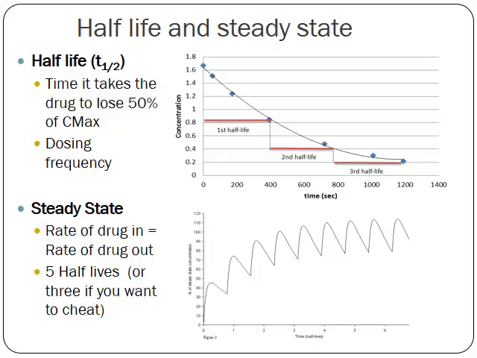So after one half-life, you've lost 50%. After another half-life, you've lost another 25%, and then 12.5%, and then down from there. So the question is, how long does it take to really eliminate the drug fully from the system? And then alternatively, the drug's eliminating as you give it, so how long does it take to reach steady state?